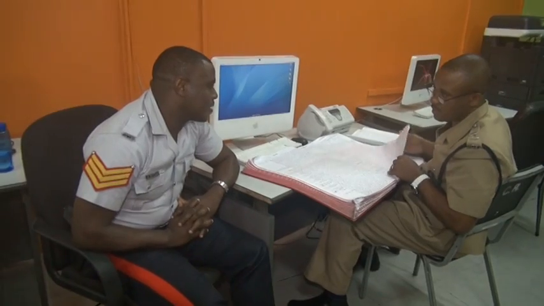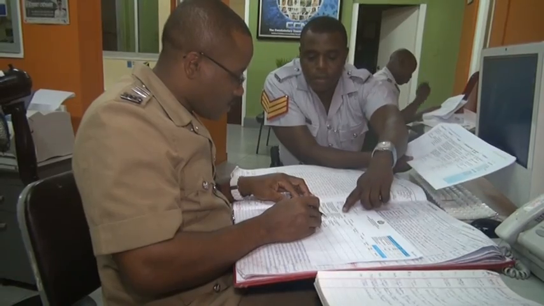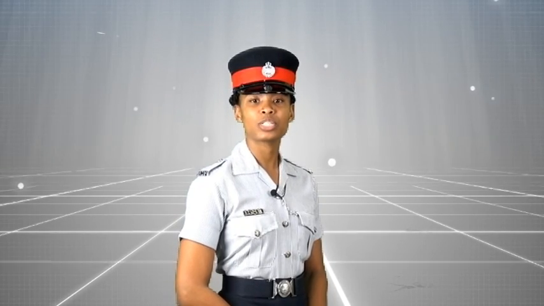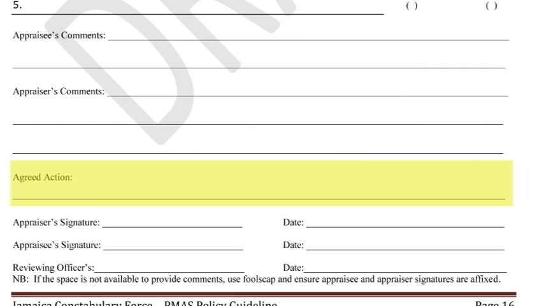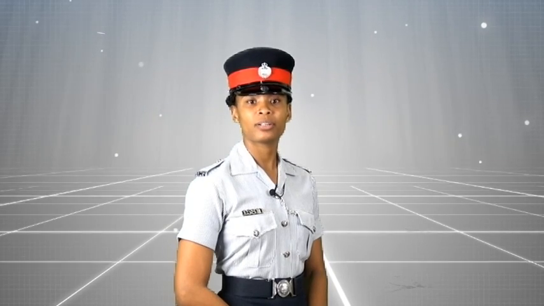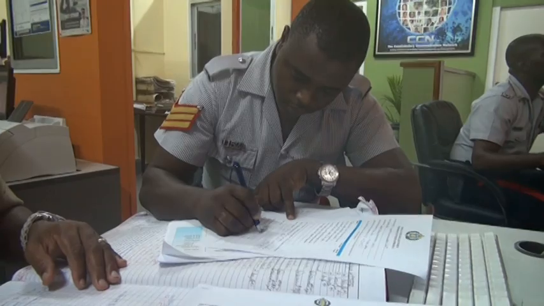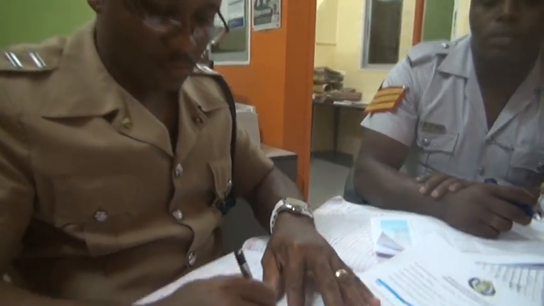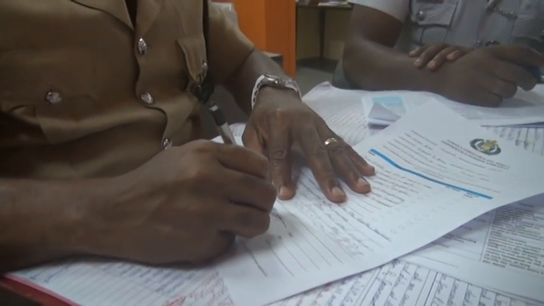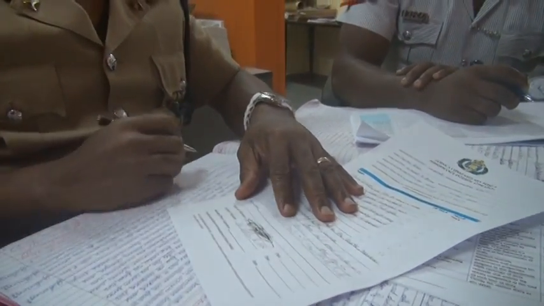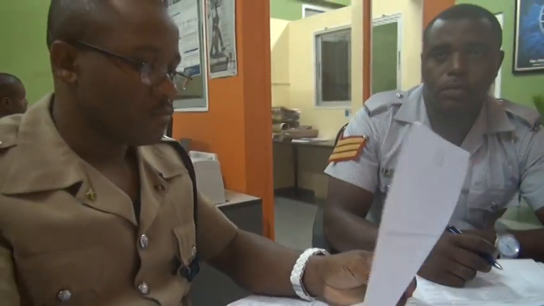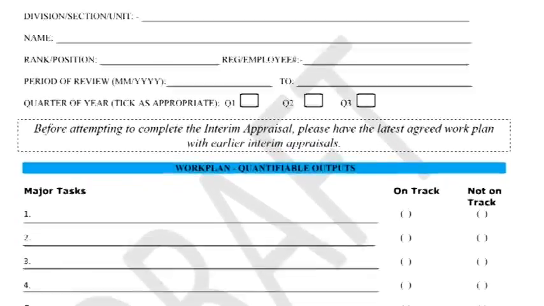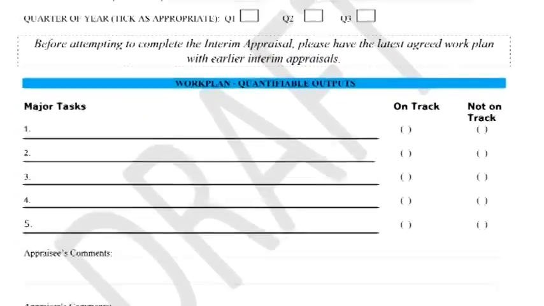If there were any amendments or commitments made between the appraiser and the appraisee going forward, it is to be noted in the section labeled Agreed Action. Both appraisee and appraiser will affix their signatures to the document. The reviewing officer or the supervisor of the appraiser is then required to affix their signature and date to the document as well. A copy of the completed signed interim appraisal is to be given to the appraisee, while a copy is to be retained in-house.